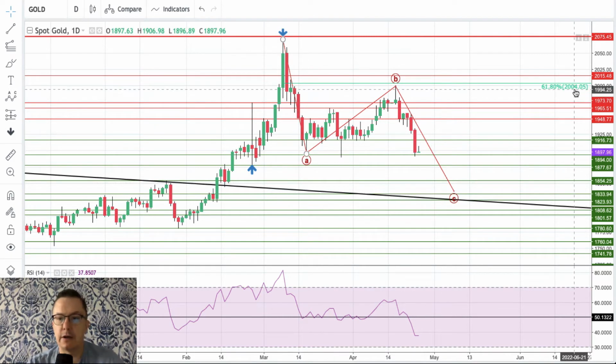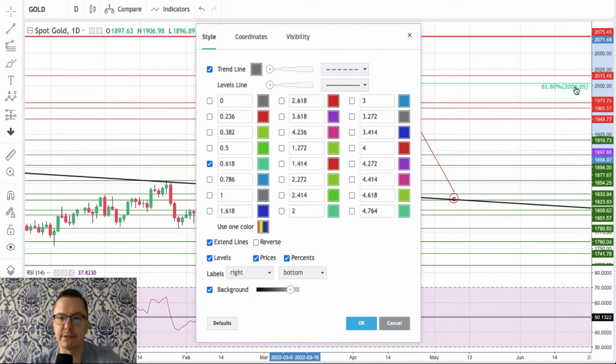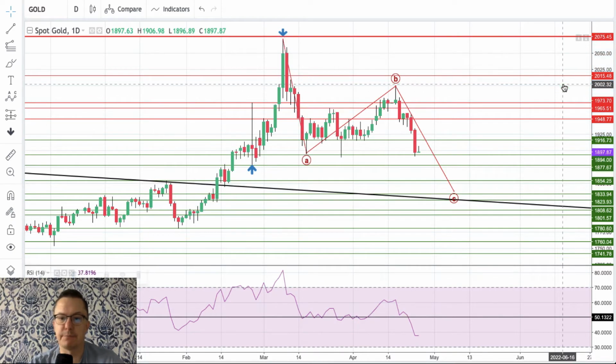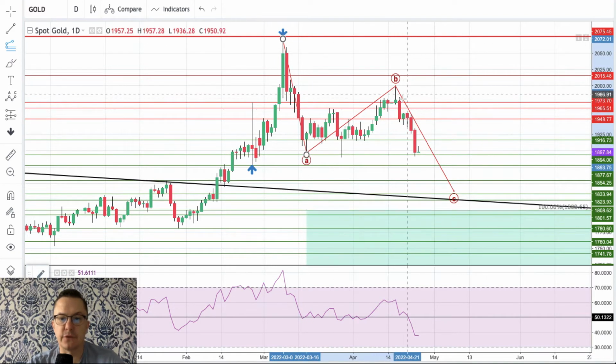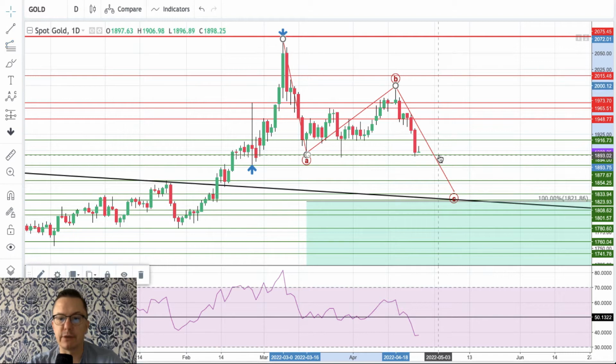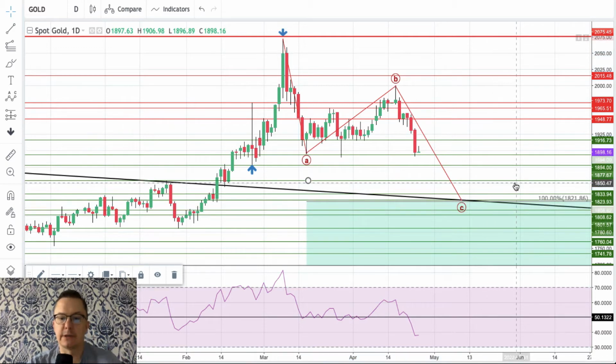So we can remove the 61%. We don't need it anymore. It's history, and we will do, of course, the projection for the wave C. 100 is around 1,821. So this is the target for the wave C. Please notice the fact that it is very close to the long-term trend line support as well.